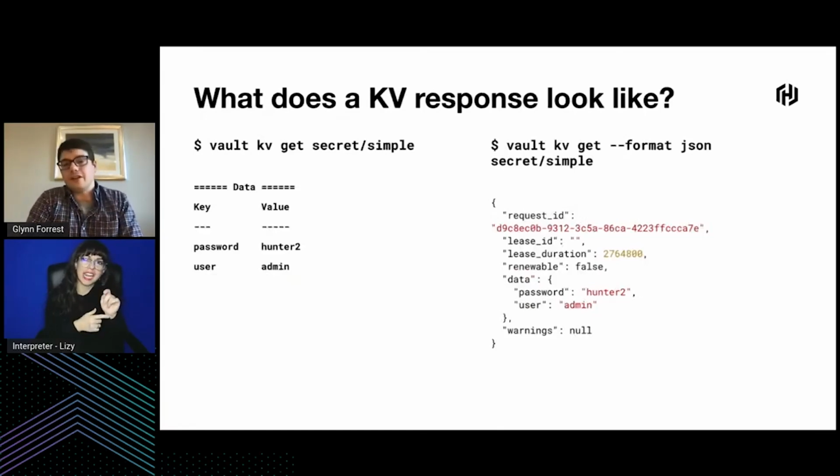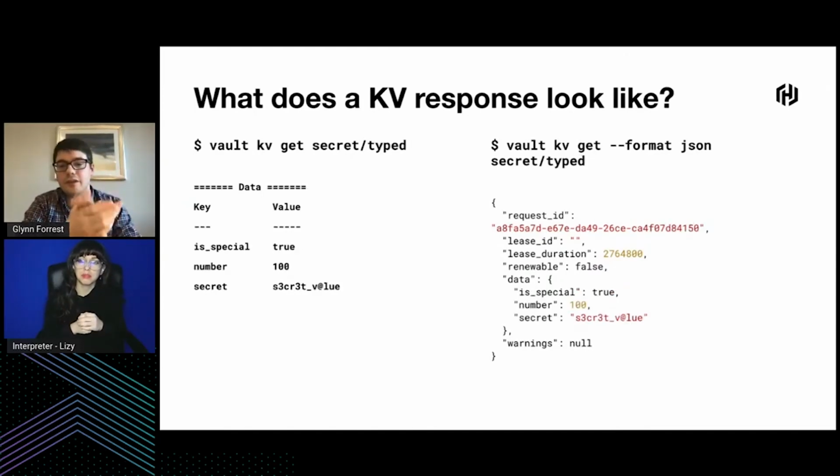Now, what about our key value secret engine? Well, it's very similar. Here's a simple secret. We just have a user and a password, both in the CLI format and as JSON. Now, interestingly, because we can put JSON in there, we can use not just strings for our secret values. You can see that we have a Boolean and an integer there, is special and number.